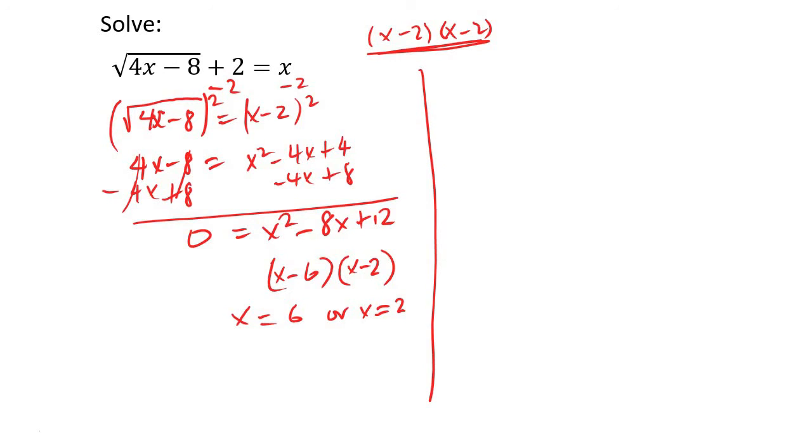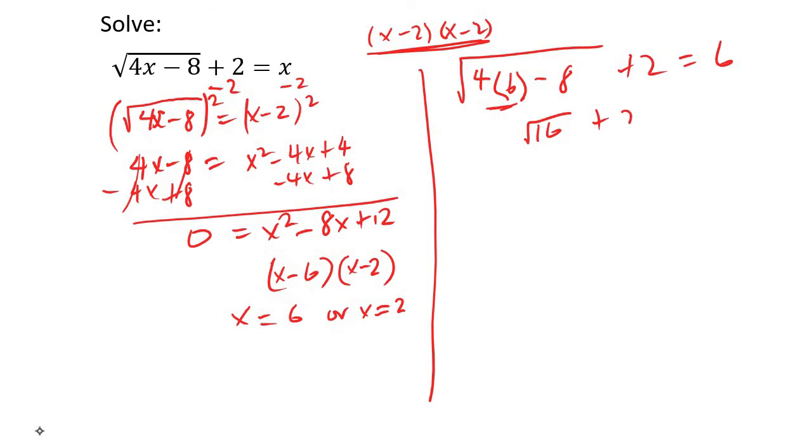Let's check. So square root of 4 times 6 minus 8 plus 2 equals 6. All right, 4 times 6 is 24. So when you subtract 8, that will be 16. Square root of 16 plus 2 equals 6. 4 plus 2 equals 6. That works, okay?